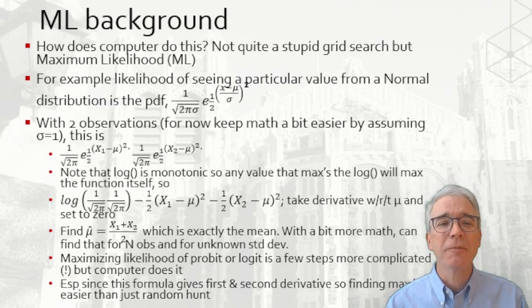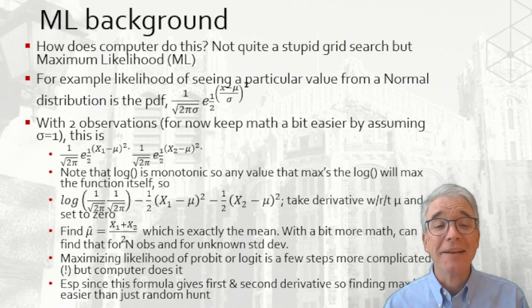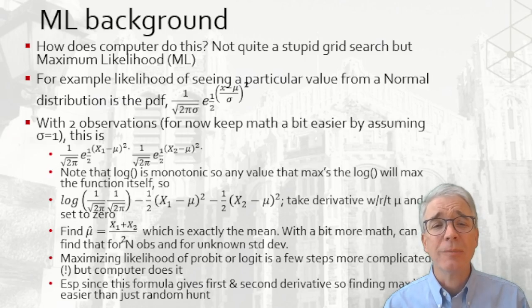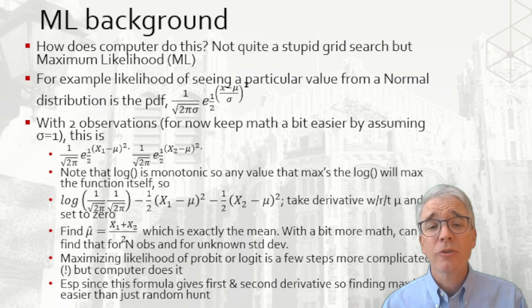the average. Actually, if we go back in statistics history, the normal distribution is sometimes called the Gaussian distribution because a mathematician named Gauss figured out this exact property. With a little more math, you can do the case for n observations and figure out a formula similarly if you have to estimate the standard deviation. Maximizing the likelihood of some probit or logit function is more complicated, but people have derived the first and second derivatives, so finding the maximum value is going to be quicker.